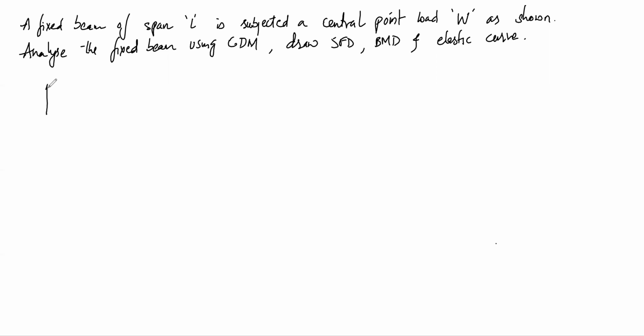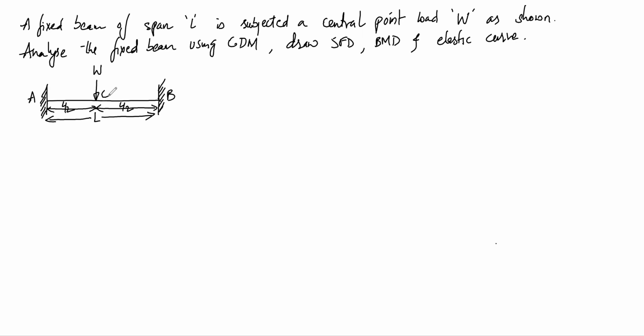So let us say this is a fixed beam whose span is L and there is a central point load W. So this distance will be L by 2 and the remaining distance will be L by 2. Let us say this point is A, this point is B, and this point is C.